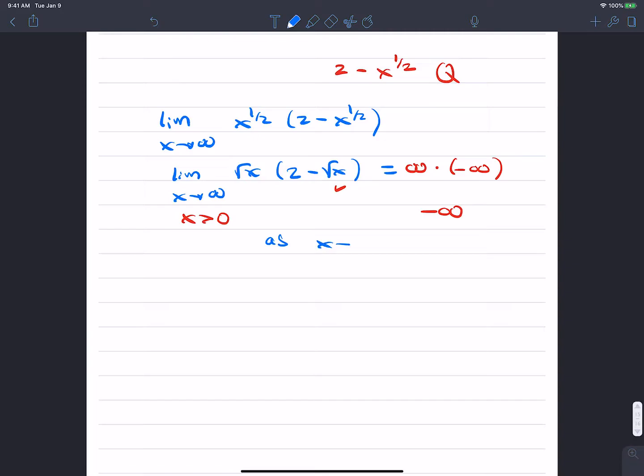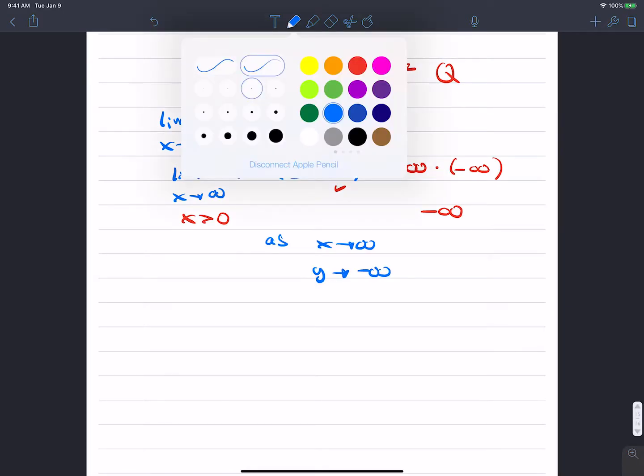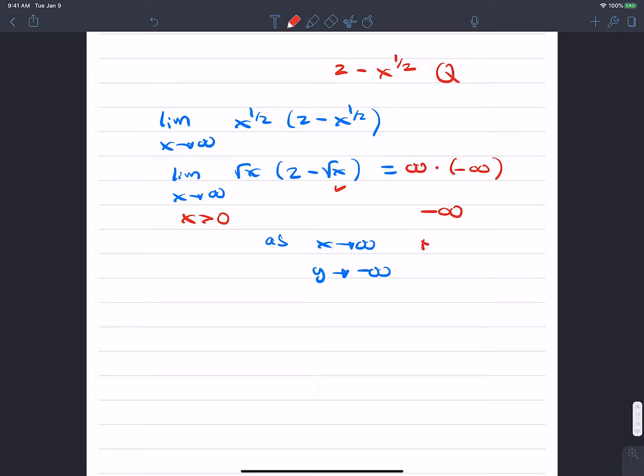As x goes to infinity, y goes to what? Minus infinity. You guys recall, this is not a vertical asymptote again. I'm sorry, horizontal asymptote. Why is it not a horizontal asymptote? Because this is not finite. Okay, you guys okay with that? It's not a horizontal asymptote. It's not finite, bless you.